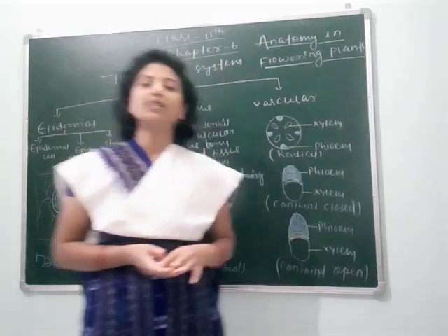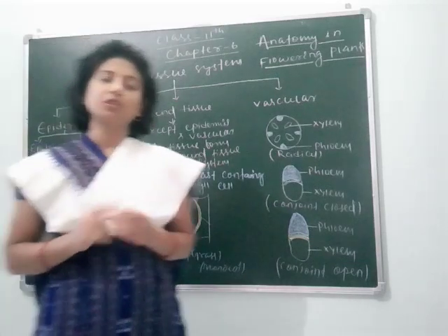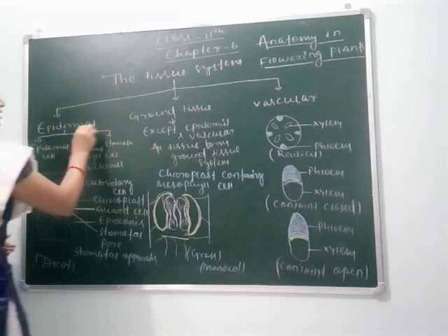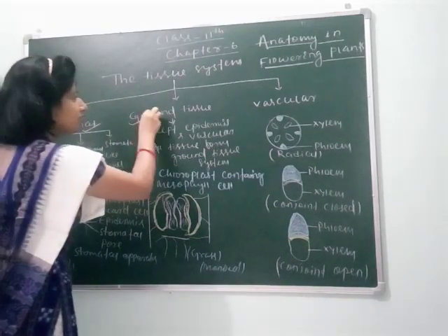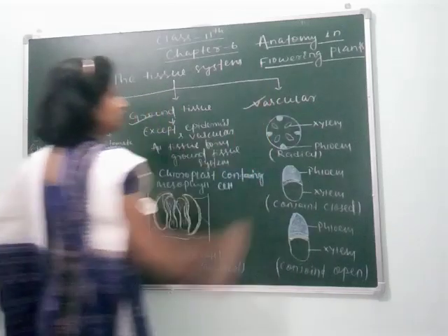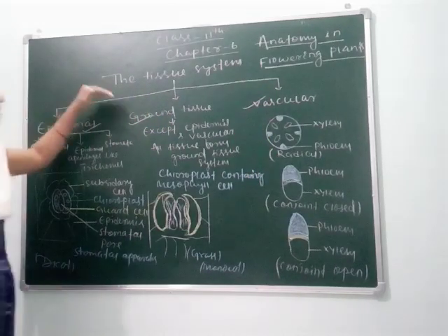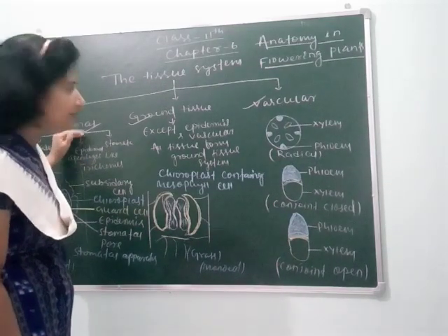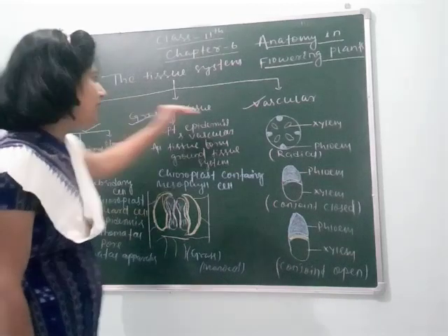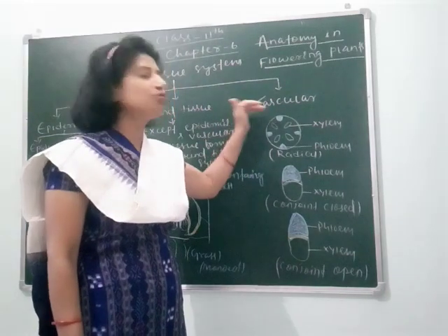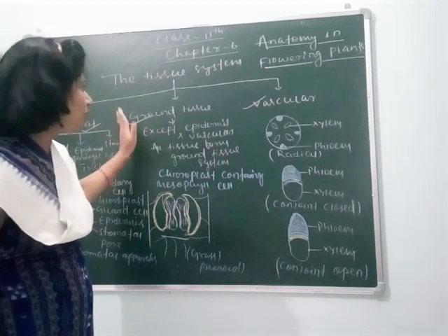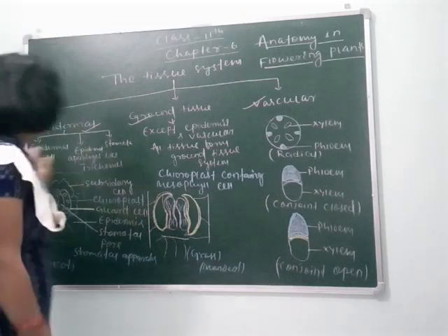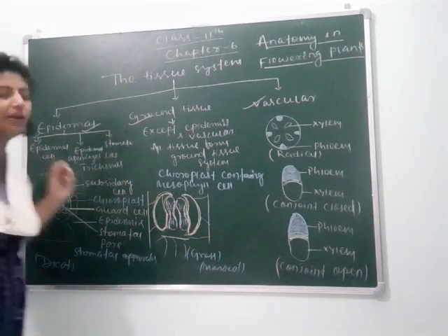In this class, we will study the different types of tissue system, which are three types. One is the epidermal tissue system, another is the ground tissue system, then the vascular tissue system. Clear students? So tissue system is divided into three different types: epidermal, ground, and vascular. We will explain all these tissue systems separately for your easy understanding.